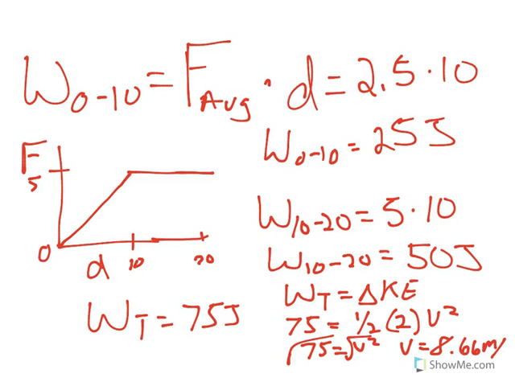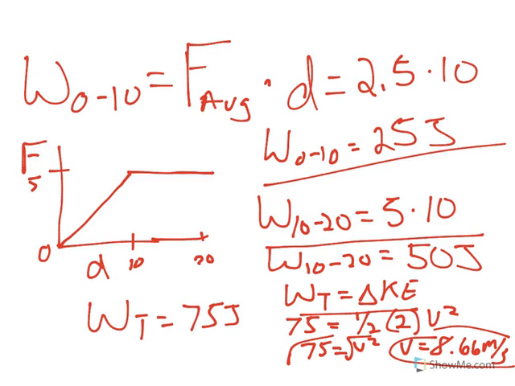We're able to figure that out because we need the work total done on the object. The work total is going to be equal to the work done from 10 to 20 and the work done from 0 to 10 added together, which gives us 75 joules. And then 75 equals 1/2 mv squared. Then we solve for v and get 8.66. So this is questions number 6 through 8.